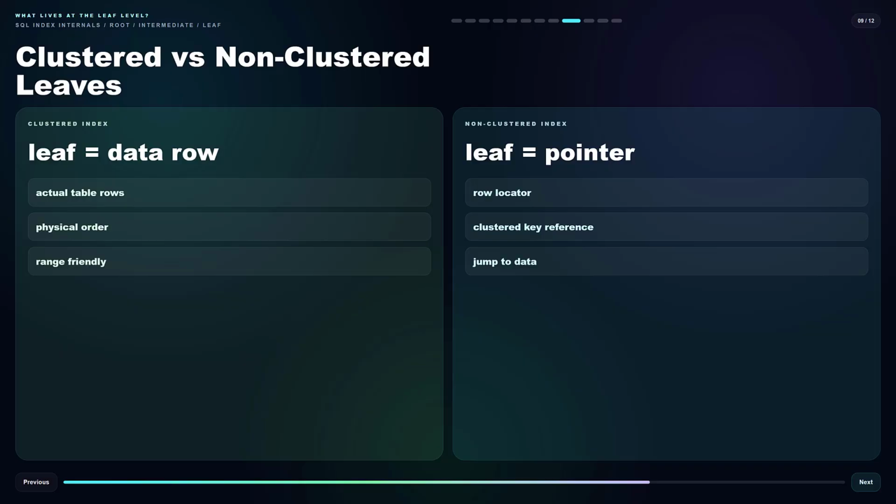Now, the behavior of leaf pages changes depending on the index type. In a clustered index, the leaf pages actually contain the real table rows. This means the table data itself becomes the leaf level of the B-tree. And because rows are physically ordered, range queries become extremely efficient. Now compare that with a non-clustered index. In a non-clustered index, the leaf pages do not contain the actual rows. Instead, they contain row pointers or clustered key references. SQL first navigates through the non-clustered index, then jumps to the actual row location.